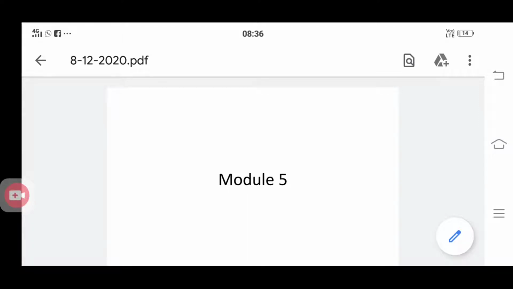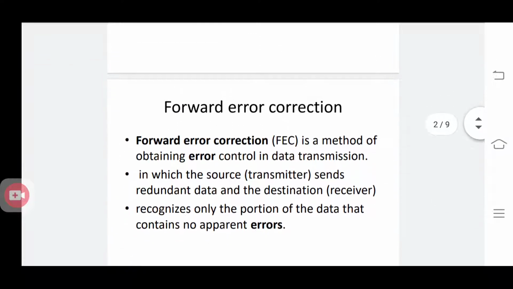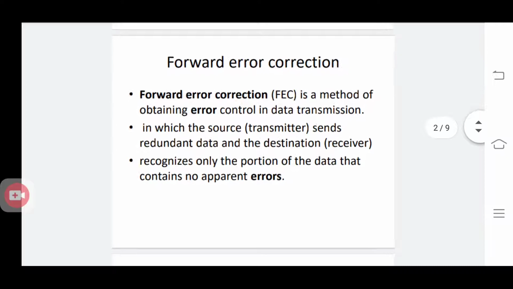Hi all, today in this video we will study the last portion of module 5, that is the forward error correction mechanism and Hamming distance. We had already discussed the types of errors: there are two types, single bit error and burst error. So how do we detect these errors and how do we correct them?